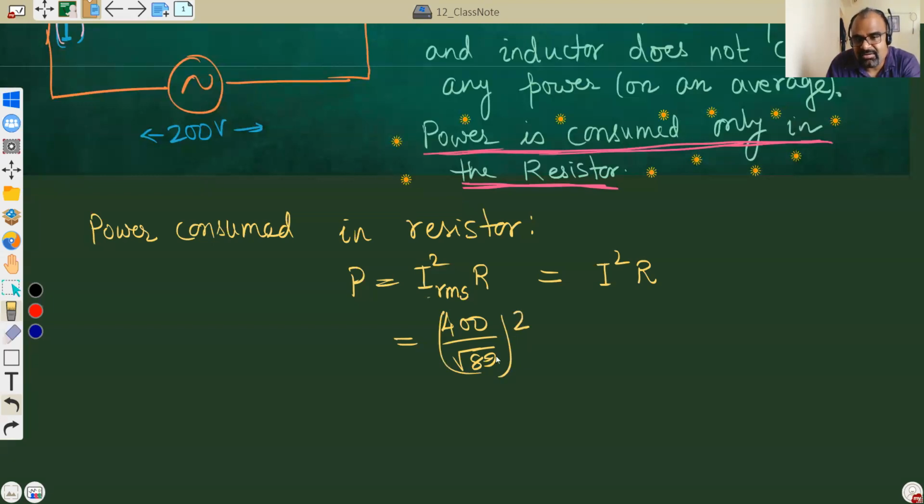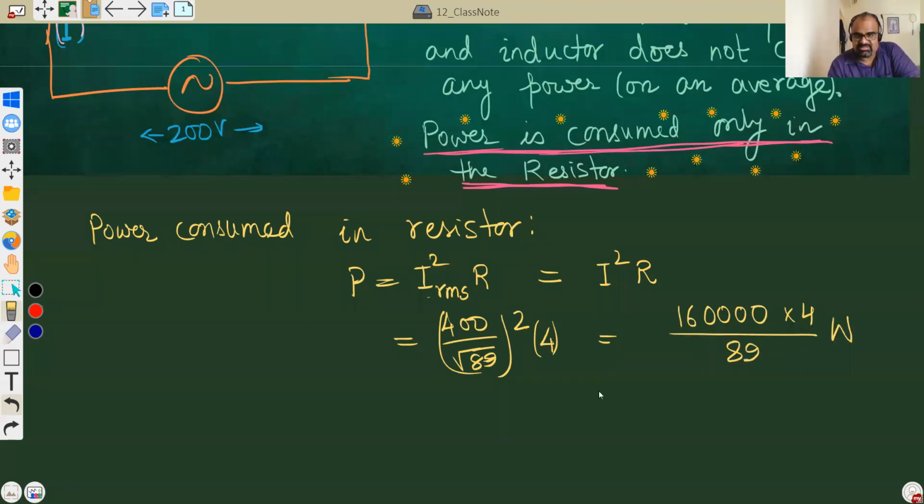Of course, it's square. And then R. How much is the resistance given? Well, that's 4 ohm. Okay, resistance is given to be 4 ohm. So that's it. 160000, but we are going to square it into 4 divided by 89, and this will be the watt because this is power. Okay, so you can write it as 640 by 89 kilowatt if you want in terms of kilowatt, because 30 you can remove and you can bring it in kilowatt. So 160 into 4 is 640. Okay, so this is the answer.